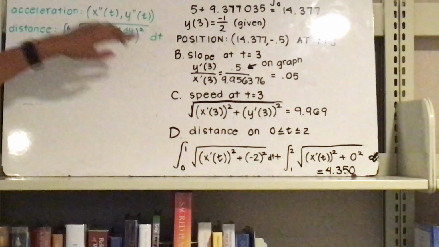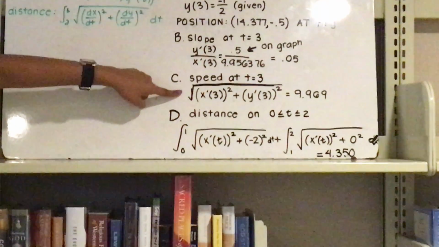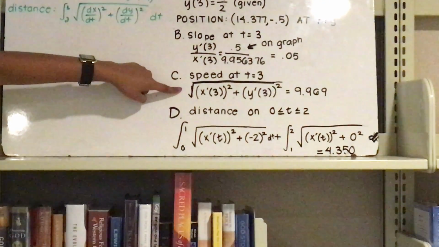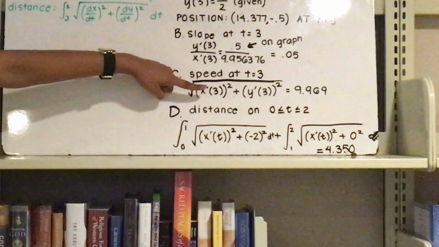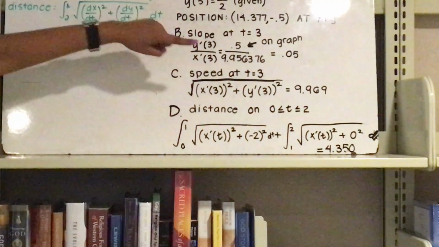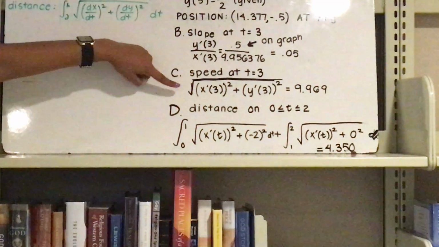So speed is this equation, so that's your distance formula. They gave you a formula to find x prime of 3, so you do x prime of 3 squared, and using the graph you can find y prime of 3 squared, and if you plug that into the speed formula you'll get 9.969.